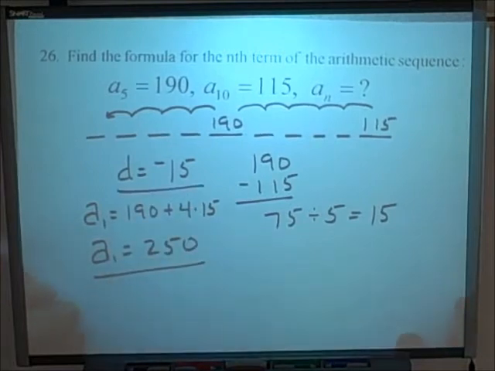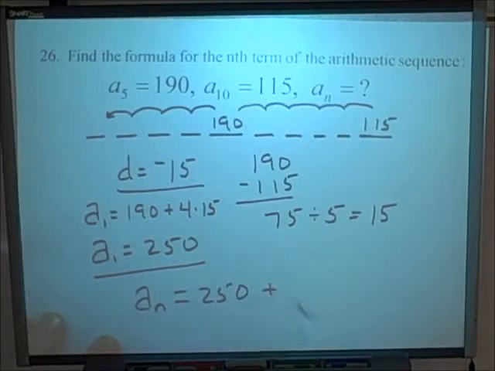That's the information that I need to come up with a formula for the nth term. How do we do it? Our nth term is, what are we starting at? 250. How many steps are we taking to get to our nth term? N minus 1. How big are our steps? Careful. Negative 15.